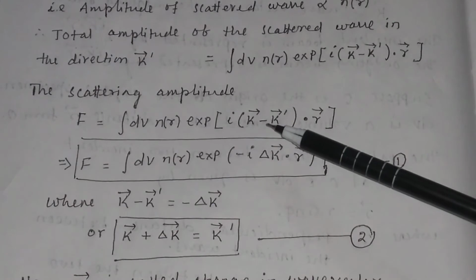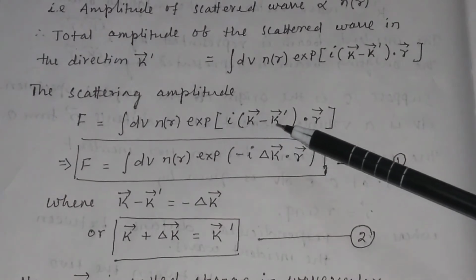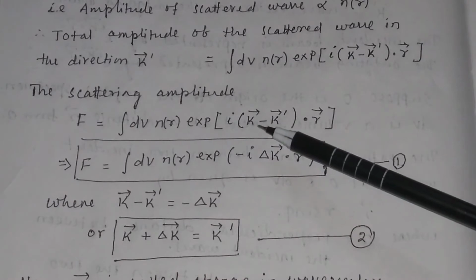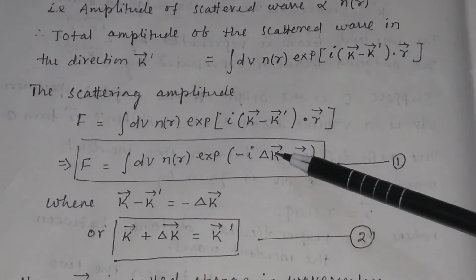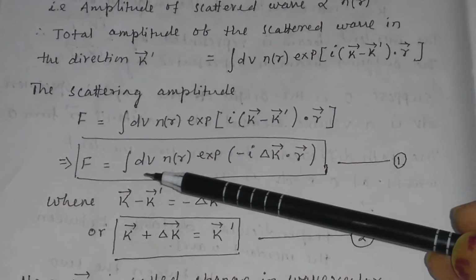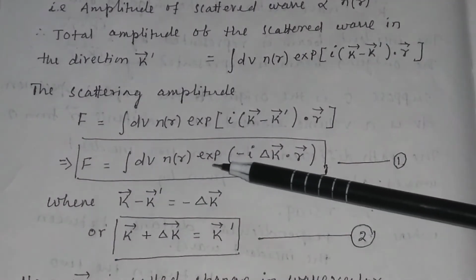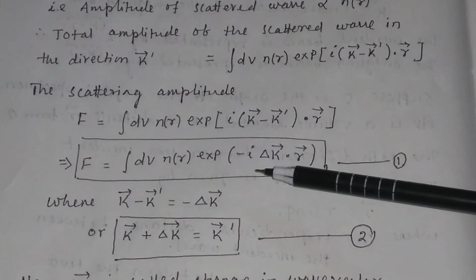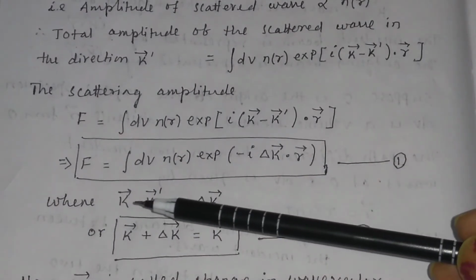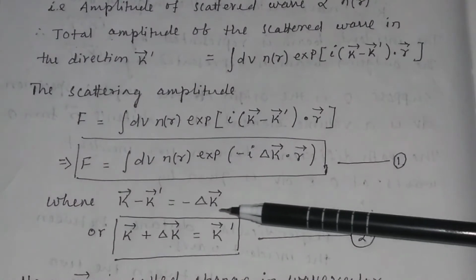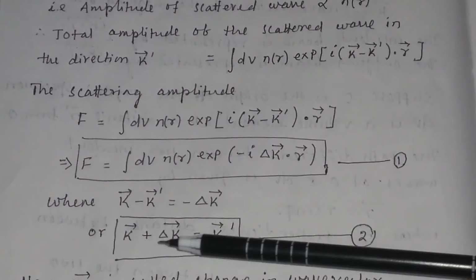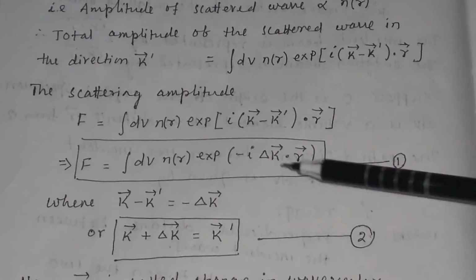If we write the difference in wave vector k minus k dash as delta k, then the scattering amplitude F will be equal to the integration of dV n(r) exponential minus i delta k dot r. Because k minus k dash is equal to minus delta k, or k plus delta k is equal to k dash.